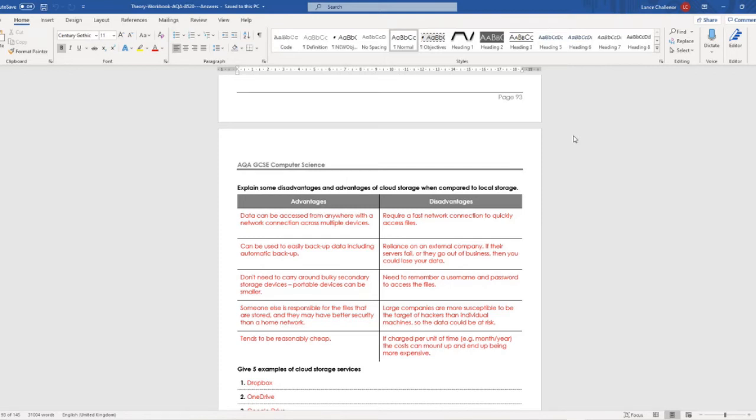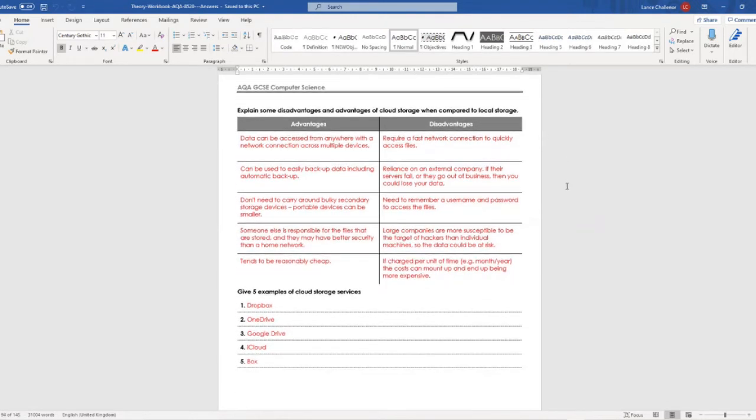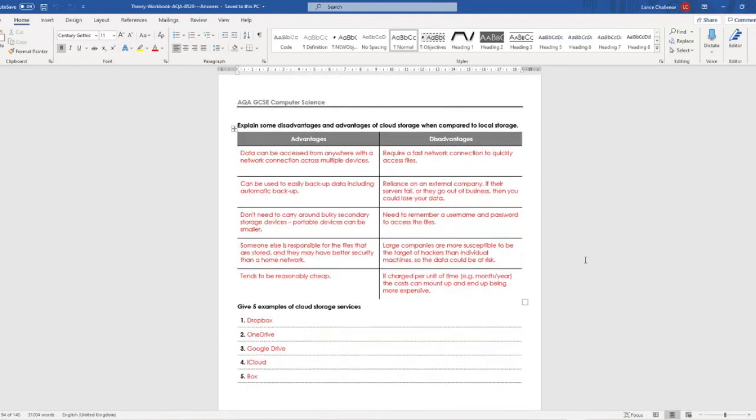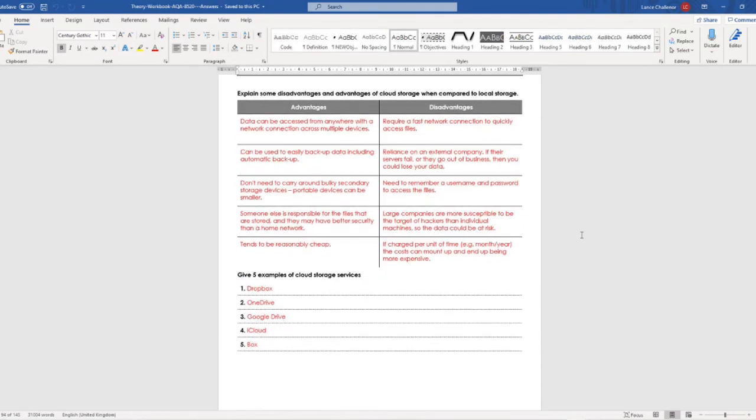You need to remember a username and password. Yes, that's normally the case when you log into a cloud service. Large companies are more likely to be hacked than you are. So the data could be at risk, but it depends what kind of data. If it's just photos, you're probably not that worried about someone else seeing a copy of you eating your birthday cake. And again, if you looked at it per unit of time, the cost can mount up over time and end up being more expensive.